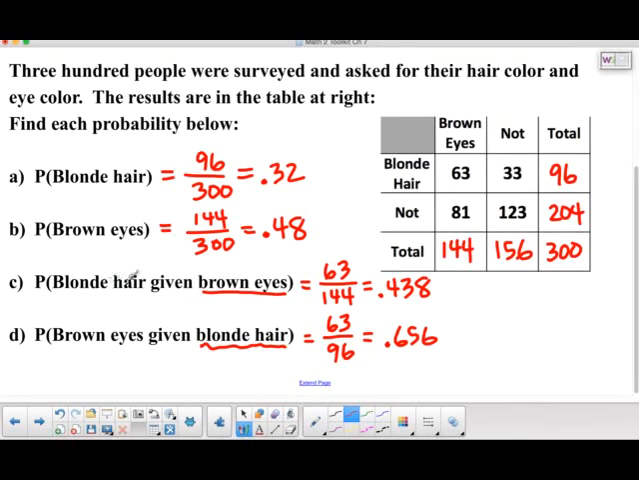And you'll notice here in both cases, because they're blonde hair and brown eyes, the givens change, and so is what we're looking for. But you'll notice the top, they're the same, and that's the both: both blonde hair and brown eyes, where the bottom is just how many total given number of people there are. Either brown eyes is 144 or blonde hair is 96. So that's what we call conditional probability.